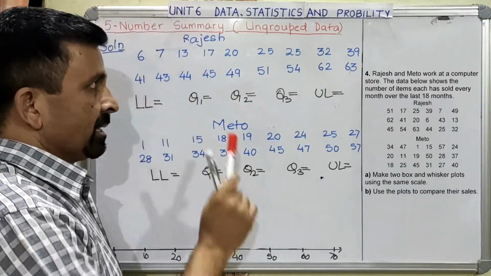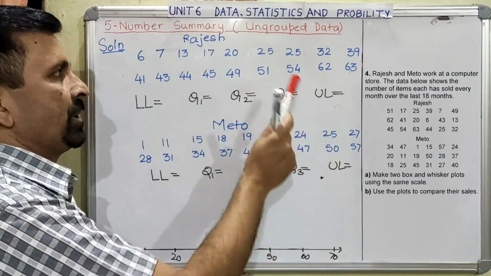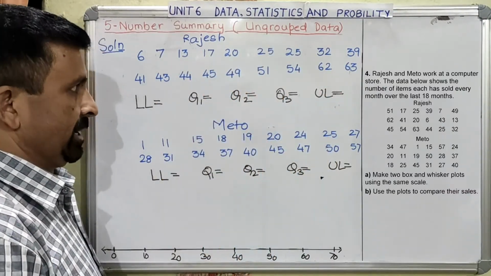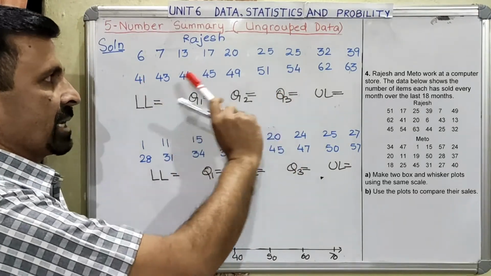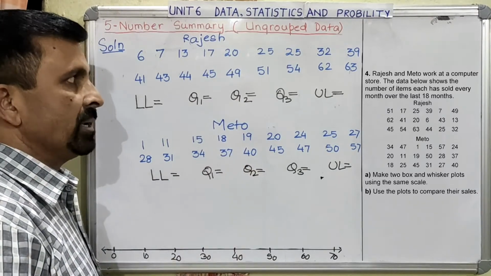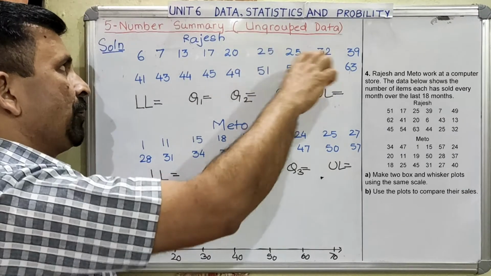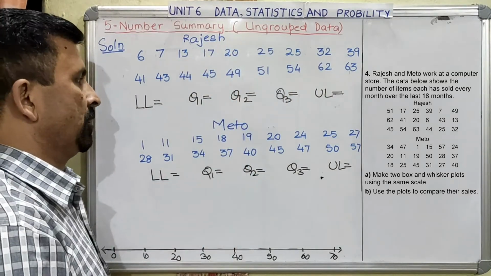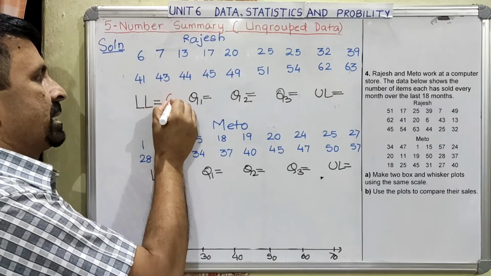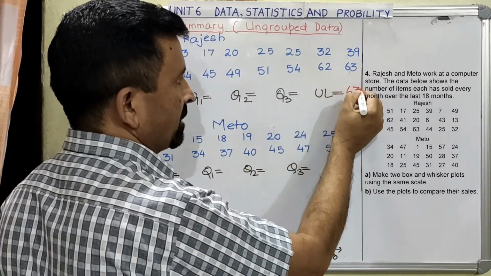Is this very clear? This is very, very important for the 5-number summary. For the 5-number summary, first of all, we need to arrange the data in ascending order. So we have arranged it, and once the data is arranged, we will be able to calculate the values of Q1, Q2 and Q3. First of all, we are only focusing on Rajesh. After that, we will go to Mitu. The lower limit is very simple. The first data will be the lower limit, and the upper limit is the last data. Very simple. It is always a bonus.